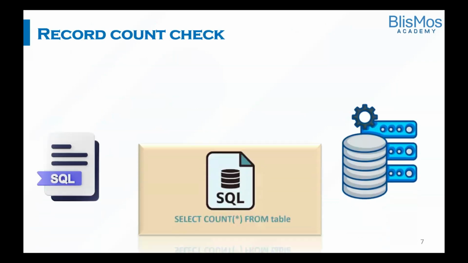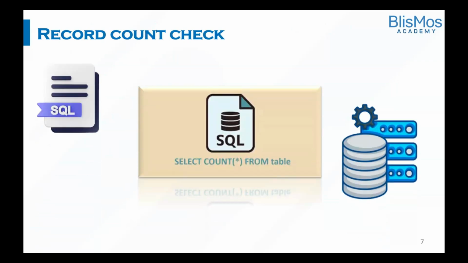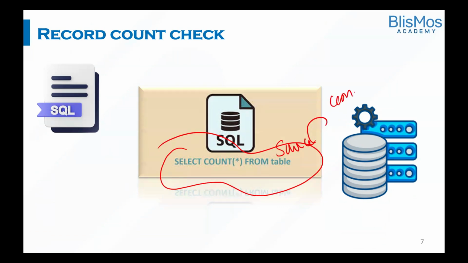So how do we go about doing it on the ground? You will have a hands-on for this. What you will do is, you will write a SQL query, select count star from a source table, and compare that with the select count star from a target table. Either you can use a minus query or a query depending upon which RDBMS system you are using.